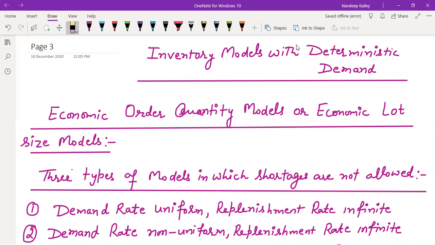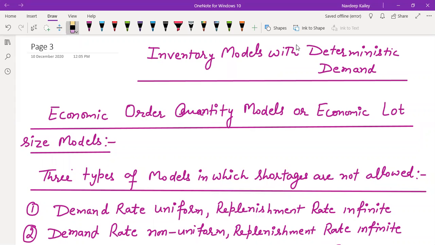Hello students. In the last lecture, I discussed ABC analysis, that is, always better control analysis. In today's lecture, I am going to discuss inventory models with deterministic demand.